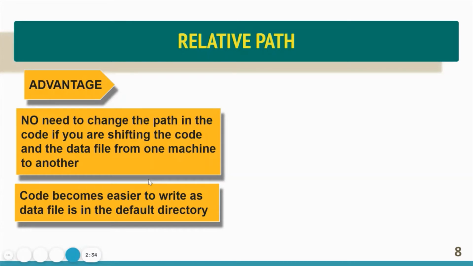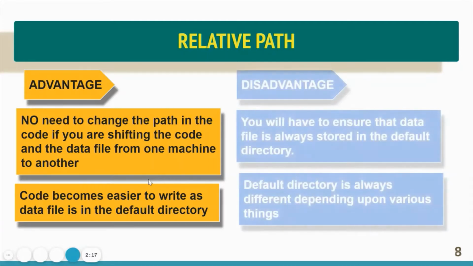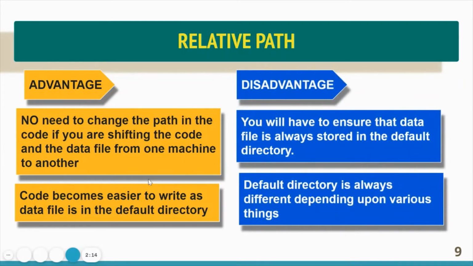That is one advantage. Another advantage is my code becomes much easier to read and write. I don't have to worry about the complete path. I don't have to worry about any mistake I might make while writing down my complete path in my code, because all I need is just writing down the simple file name. These are the advantages we have listed.